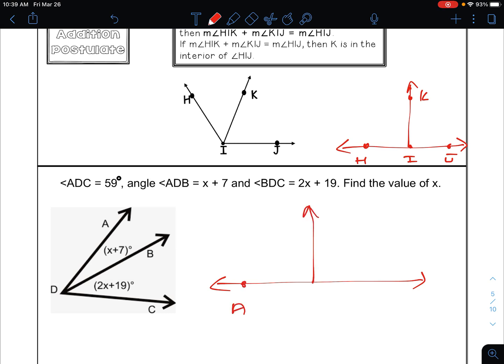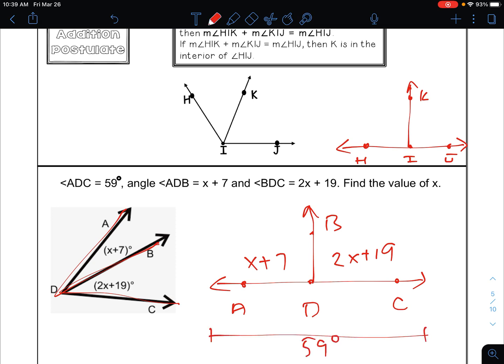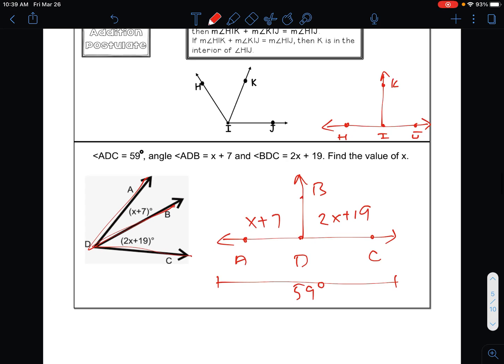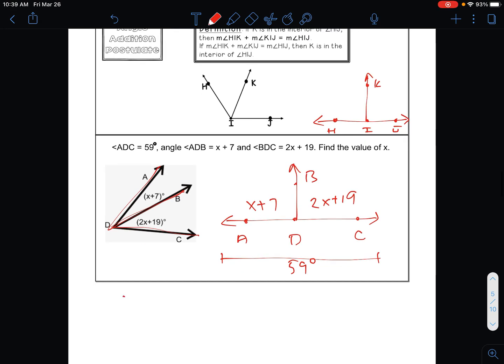So this would be A, D, C, and B. And then in the diagram, it gives ADB is x plus 7. BDC is 2x plus 19. And then up in the directions, it says ADC is 59. Well, that's the whole angle. That's 59 degrees down here. Find the value of x. So this works the exact same way as segment addition.